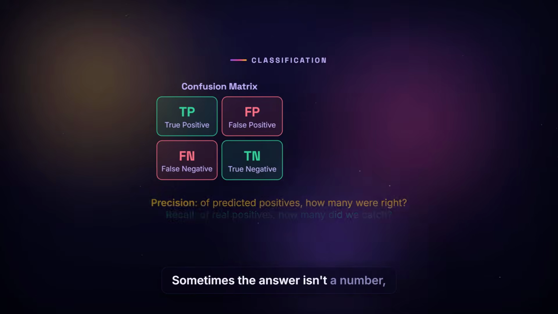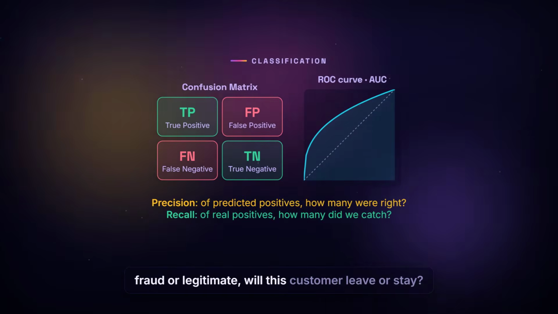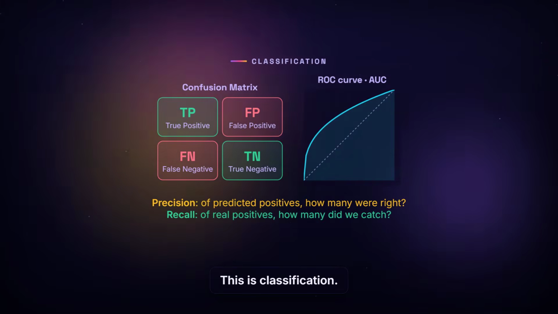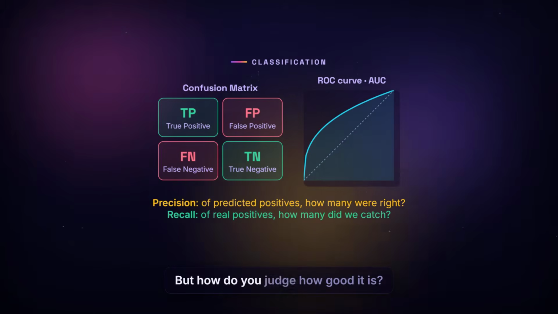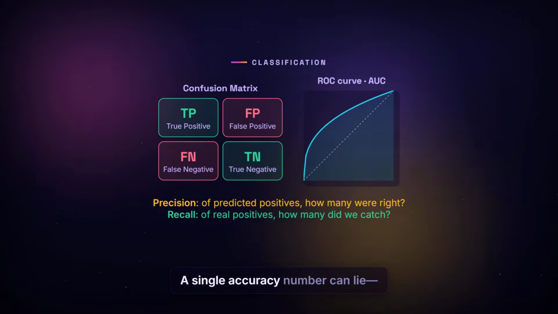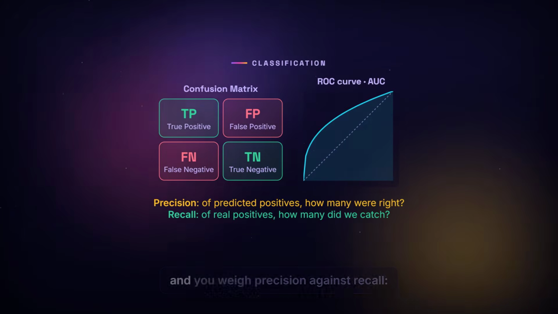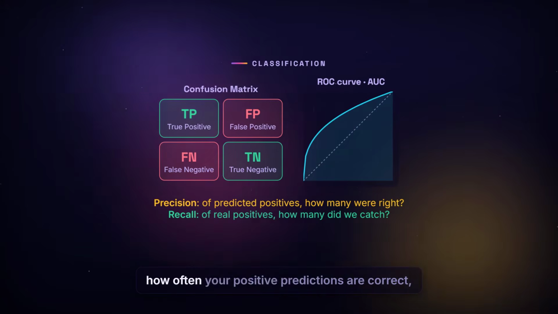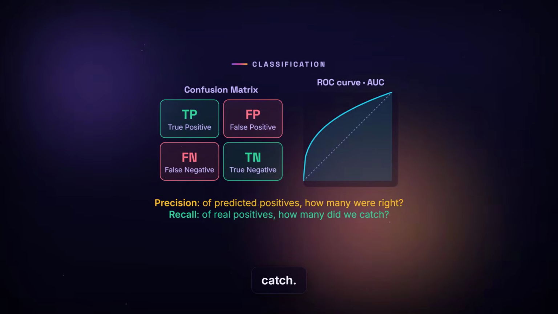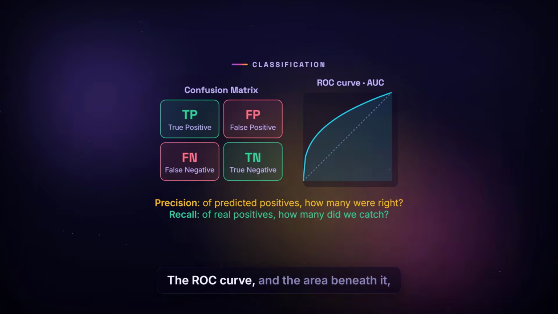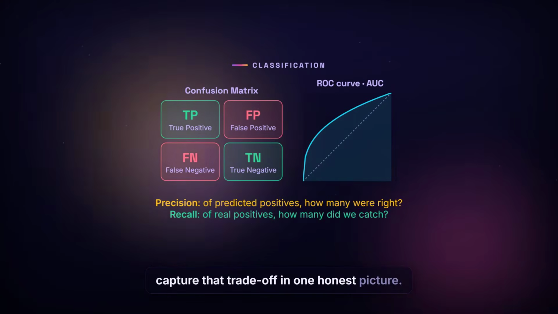Sometimes the answer isn't a number, but a category. Spam or not, fraud or legitimate. Will this customer leave or stay? This is classification. Logistic regression gives you a probability, not just a label. But how do you judge how good it is? A single accuracy number can lie, especially when one class is rare. So you read the confusion matrix and you weigh precision against recall, how often your positive predictions are correct versus how many of the real positives you actually catch. The ROC curve and the area beneath it capture that trade-off in one honest picture.